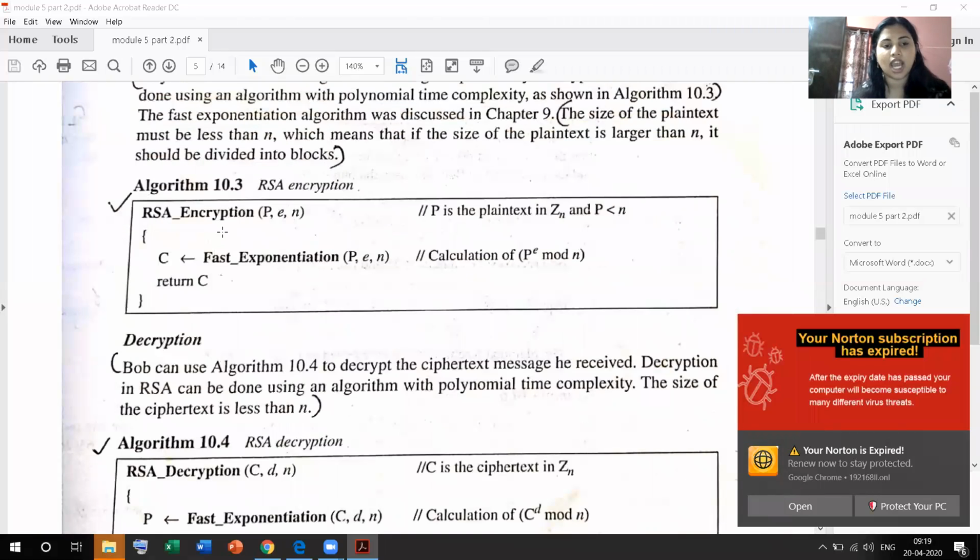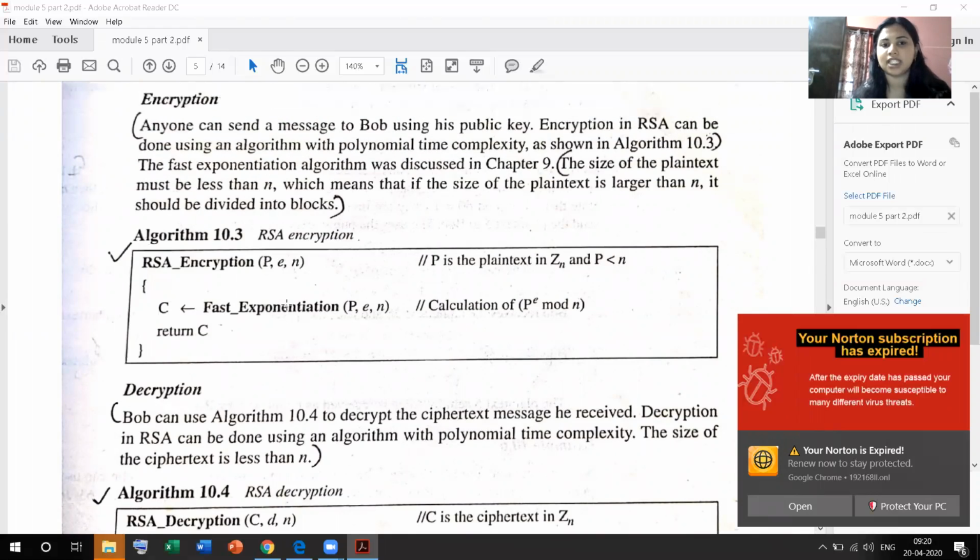In RSA encryption, the inputs are P, E, n, where P is the plain text and E comma n is the public key. We calculate C, where C is equal to P raised to E mod n, by using the public key. Then we obtain the ciphertext.